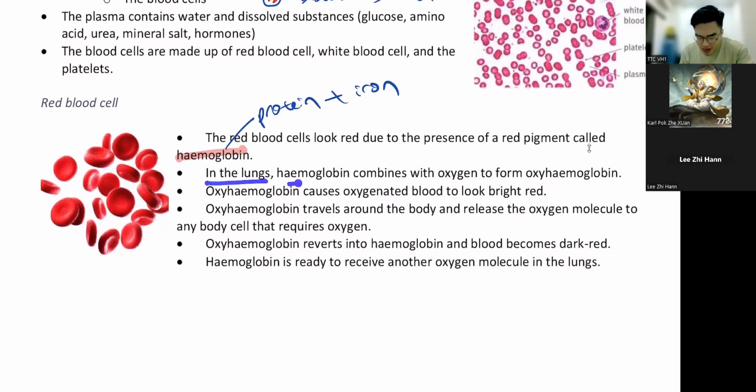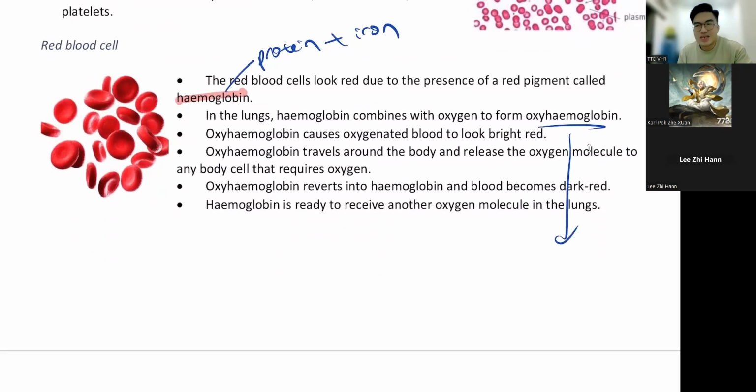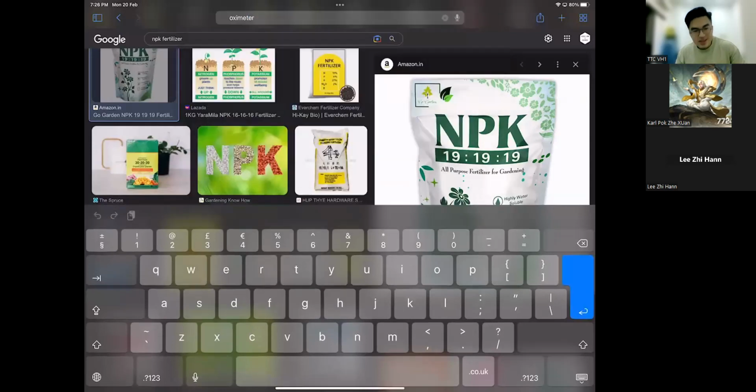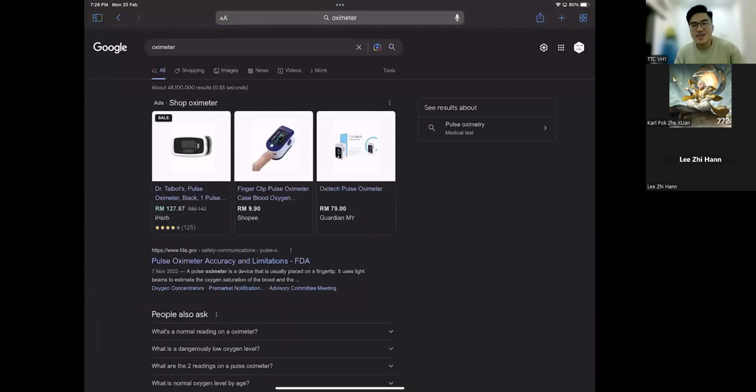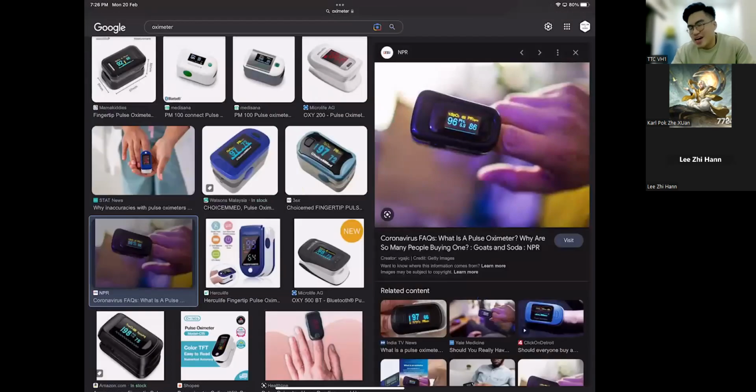So in the lungs, hemoglobin combines with oxygen to form oxyhemoglobin. When hemoglobin takes oxygen in, it becomes oxyhemoglobin. So guys, you know your blood saturation level, the SpO2 level. I don't know whether you know this, because of this COVID thing. Your mom bought this oximeter. Do you have this at home? The thing that clips on your finger, and it's supposed to read 95% and above.